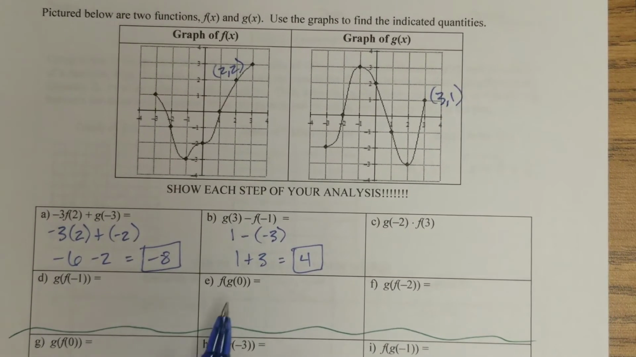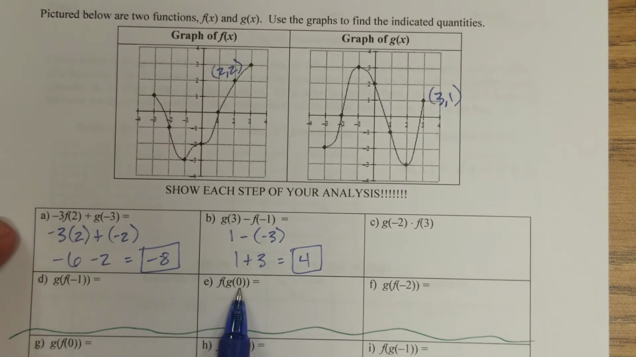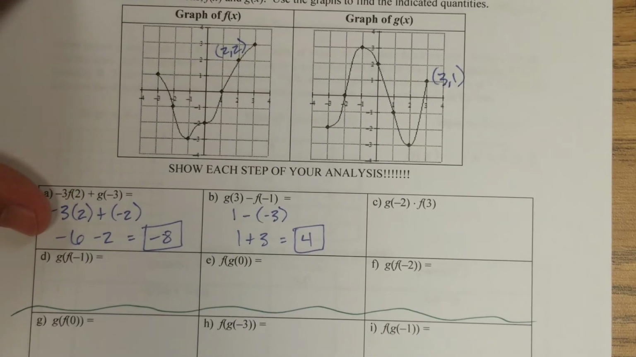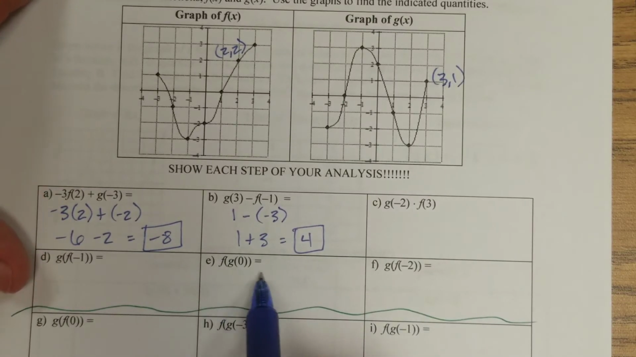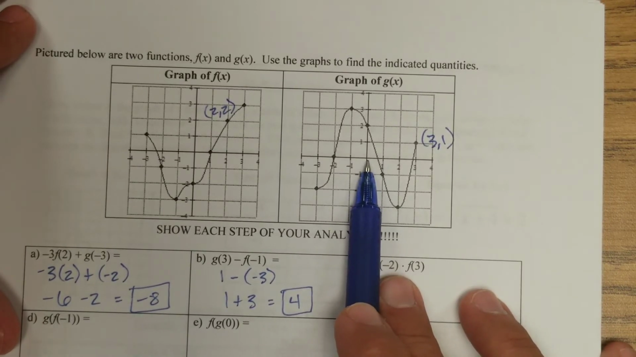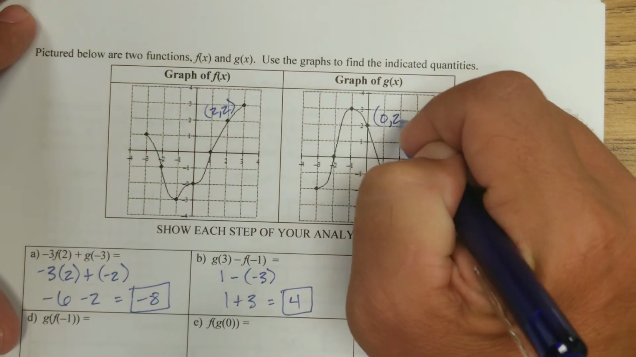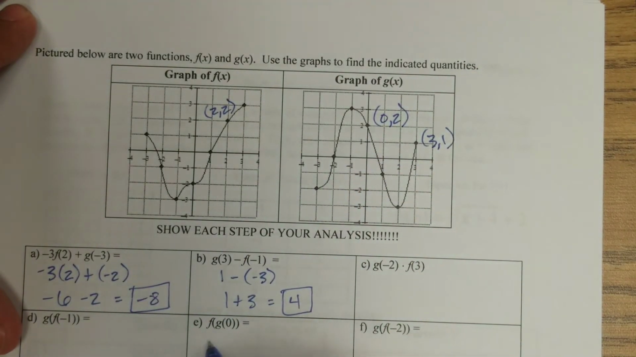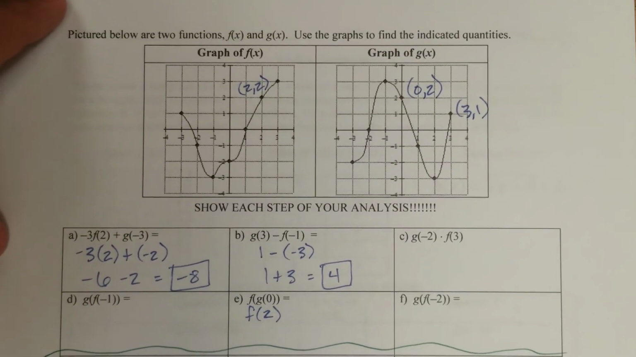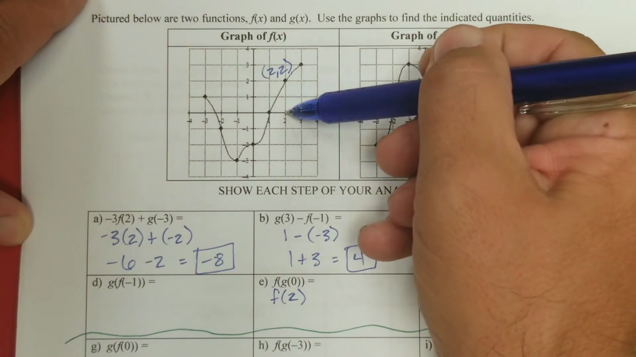Let's just do one more. Right here, let's run it through the full composition there. So let's find g of 0 first. So we're finding f of g of 0. So find g of 0. Go to the g graph. g of 0 equals 2. There's that point, 0, 2. So now I'm going to find f of 2. Go to the f function. f of 2 is 2.